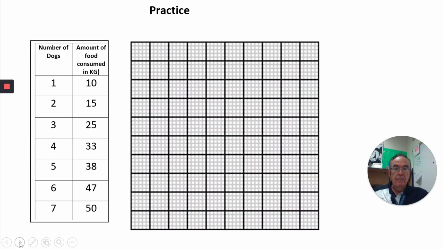So we're going to take a look at an example of how exactly you would do all of this. Okay, so here we have practice. You've got this blank graph paper here. You've got some data points. Nothing is labeled.